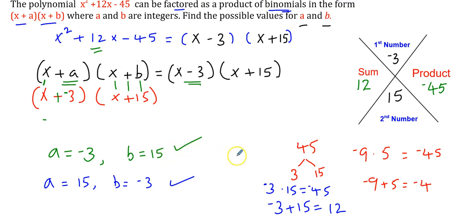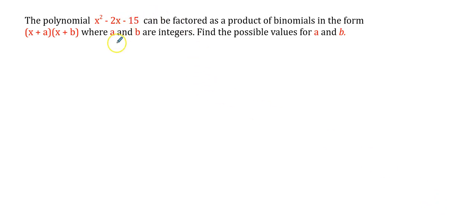Now, following the same procedure, try to find the values for a and b where the polynomial is x square minus 2x minus 15. Please try.